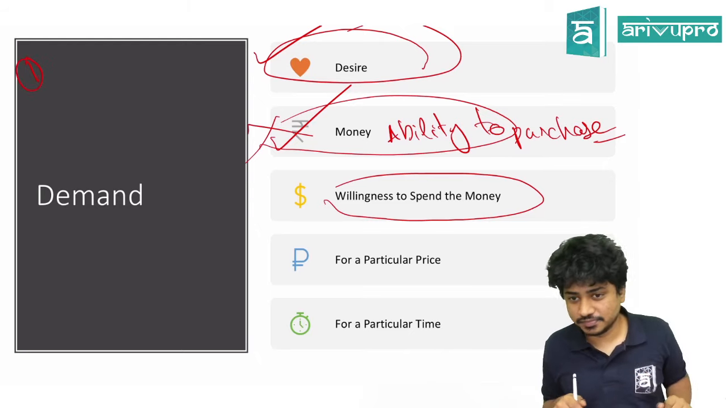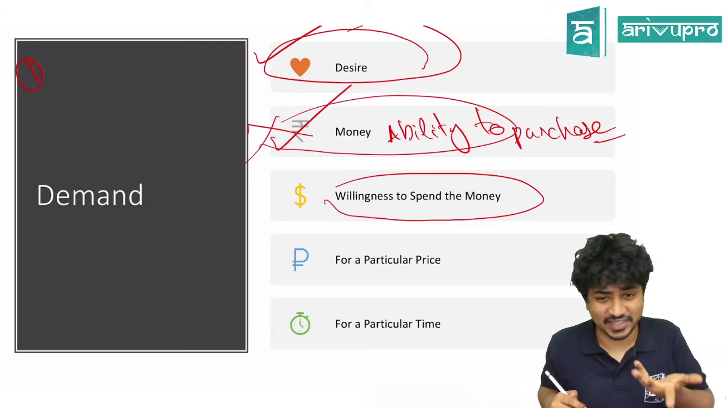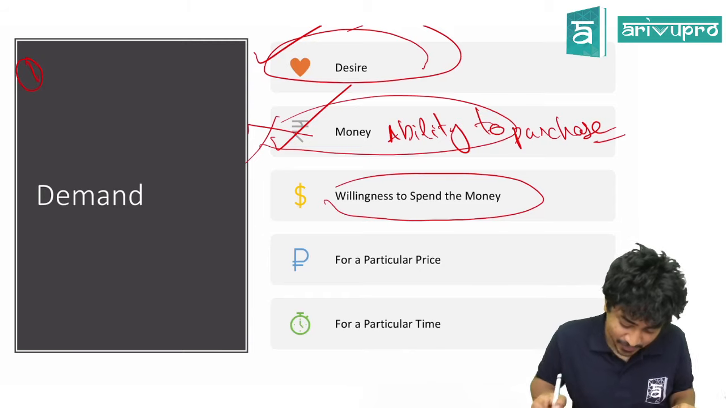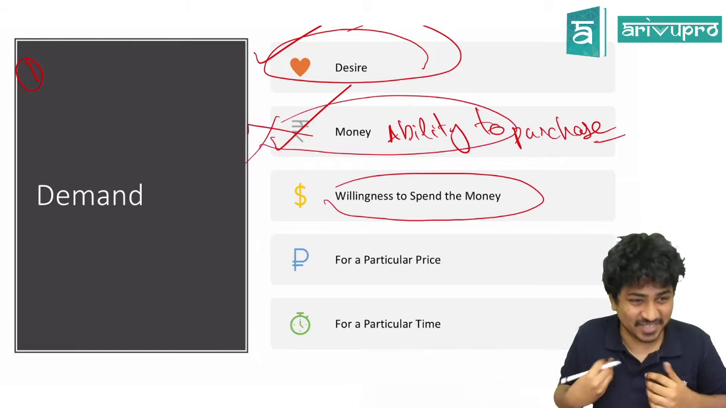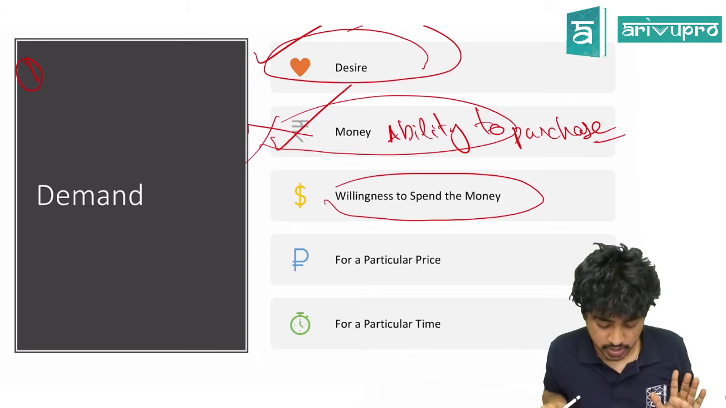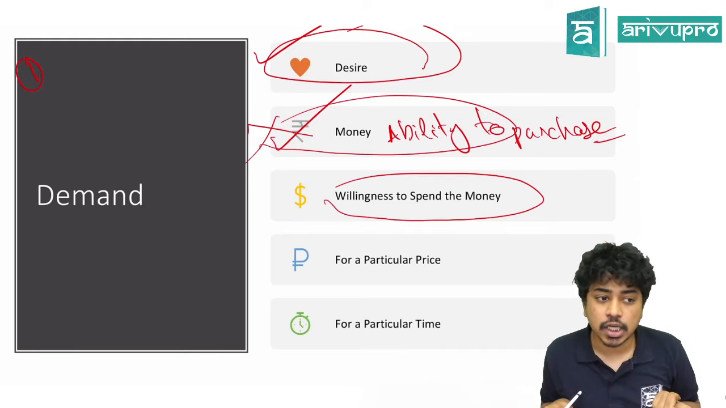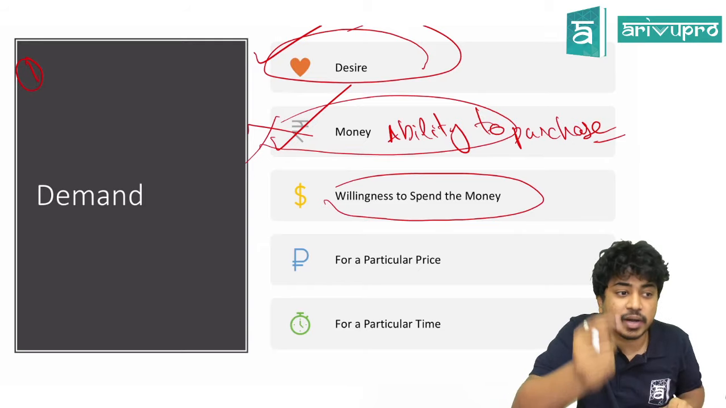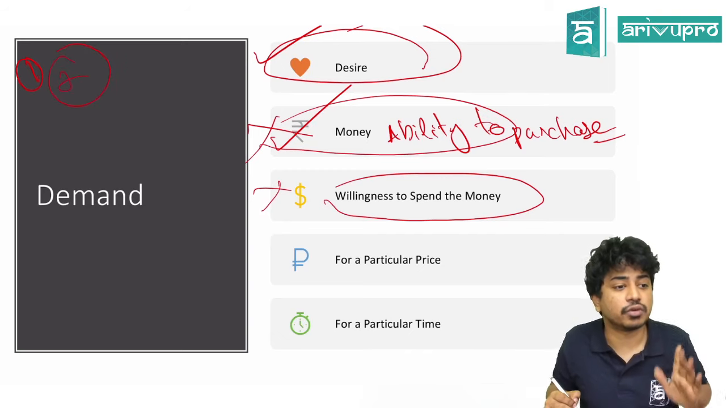Now we'll take the iPhone. Yes, I like the iPhone. Do I have the ability to purchase an iPhone? I have some savings, so I have the ability to buy it. I have the money. Now, the third condition, willingness to spend the money. Am I willing to spend the money? The answer is no. I'm not willing to spend the money I have on an iPhone. So the third qualification I am not meeting, and I will not constitute demand for the iPhone.